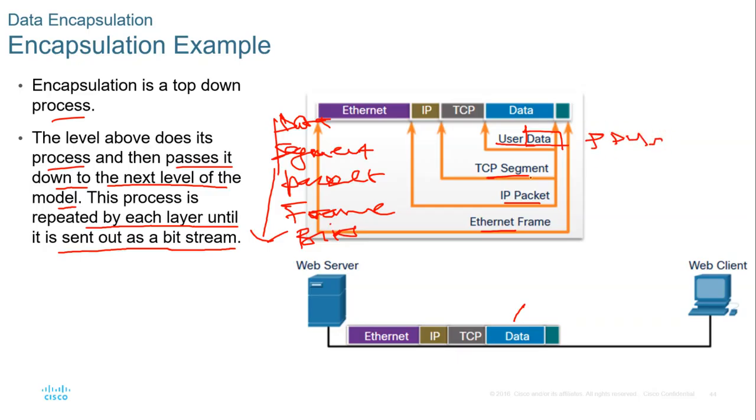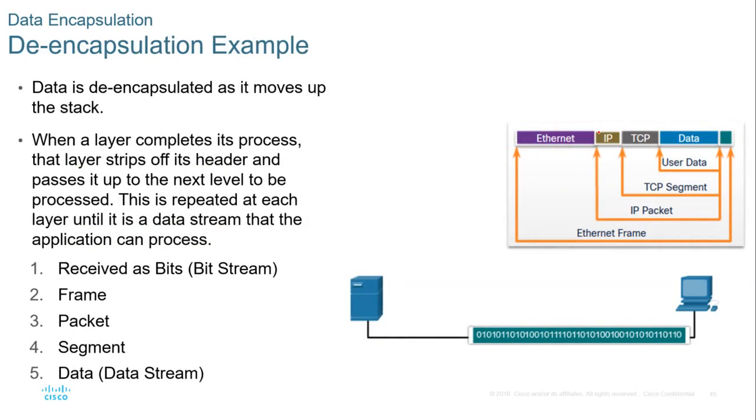The PDUs: segment, packet, and then frame. Of course, after the frame, then the bits. So for the encapsulation, this time it's top down. Data is de-encapsulated as it moves up. So it's not top down, but bottom up. This time the arrow will be pointing up.